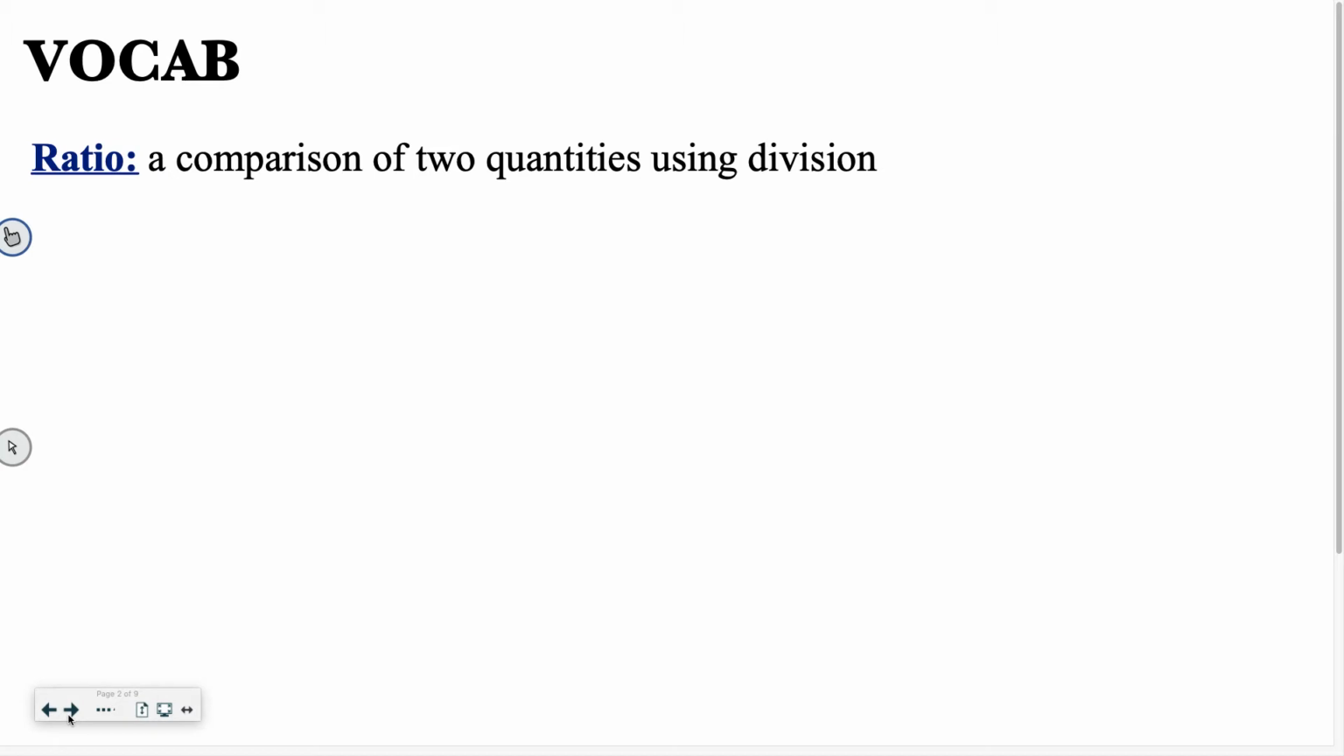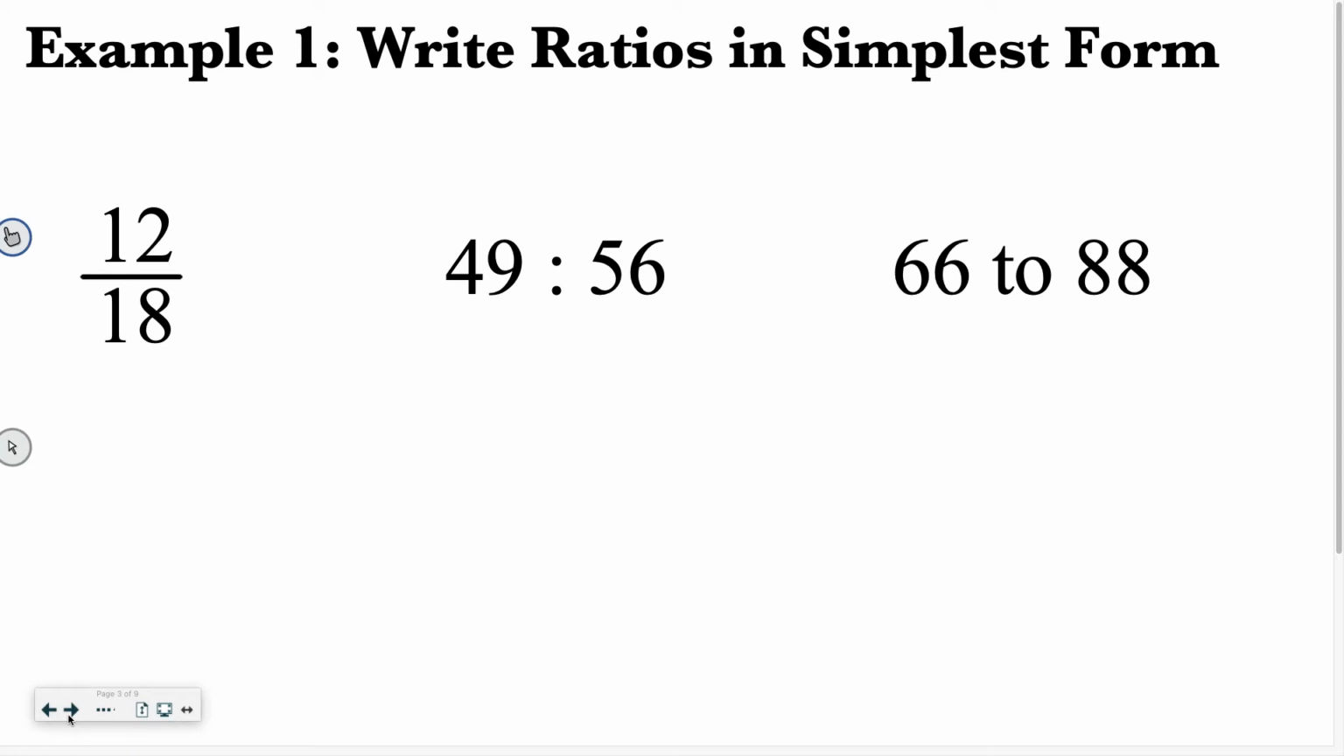The only new vocab term for this section is the word ratio. This is something that you probably worked with in previous years, but just a reminder, a ratio is just when you compare two numbers, two quantities, using division. Okay? So these are three different ways that you'll see ratios written, and we're going to practice simplifying them.